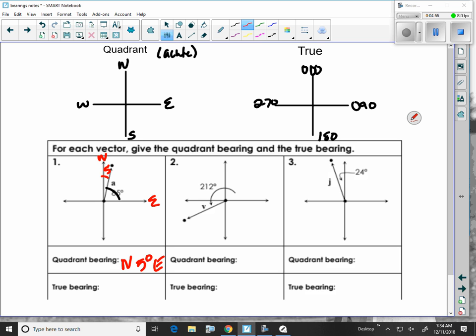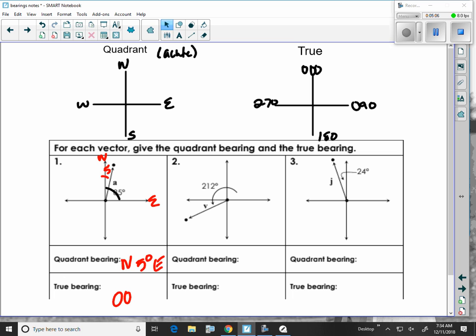And again with true bearing, we're doing clockwise from our north-south line. So up here, we go 5 degrees, so it's going to be 0, 0, 5. And we write it as 3 digits.